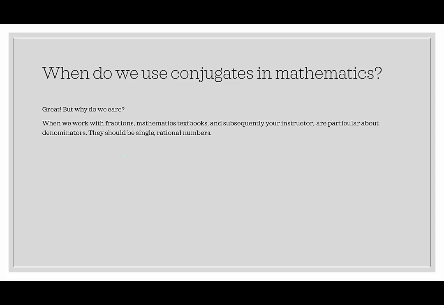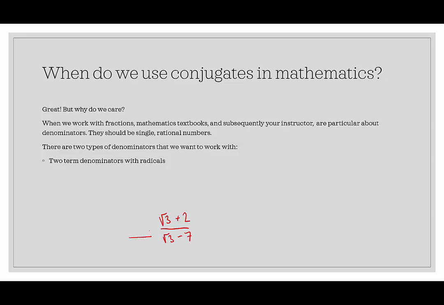Why do we care? I know you're wondering that. Well, when we work with fractions, mathematics textbooks, and therefore your instructor, are particular about denominators. They should be single, rational, real numbers. Where do we have issues with this? There are two very common types of denominators that we're going to have issues with. One is if we have a two-term denominator involving radicals. So for example, if we have the square root of 3 plus 2 divided by the square root of 3 minus 7. This is no good.